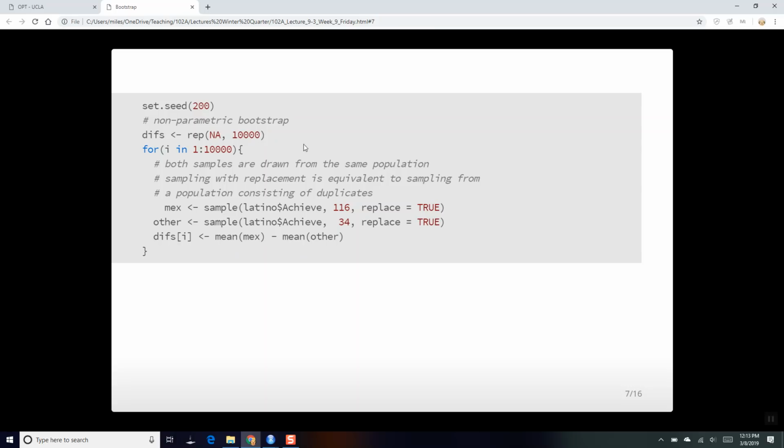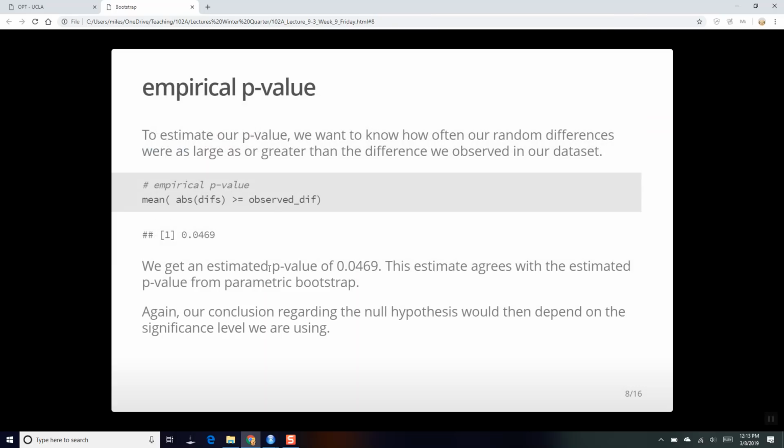Okay, and so this is non-parametric bootstrap. All right, is this okay? And so again, we have a non-directional or two-sided alternative.